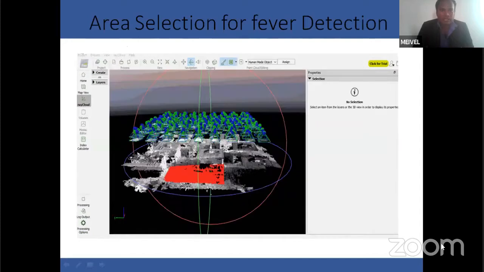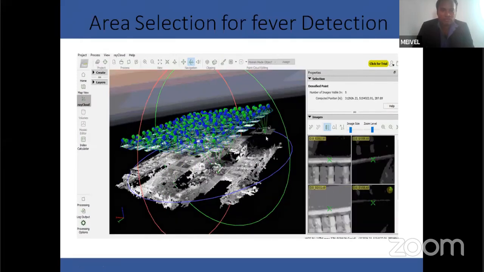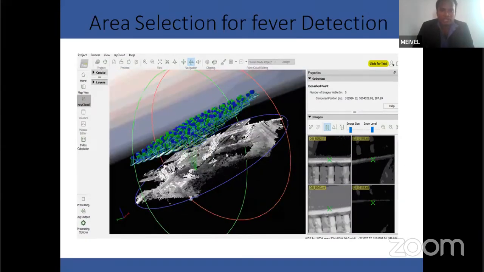This is the area selection. The red color shows the area selection, where we checked whether the maximum fever temperature is present or not.